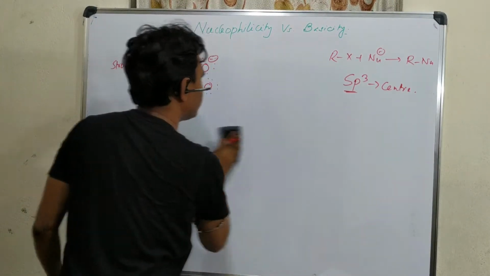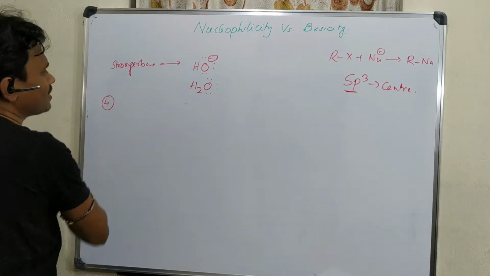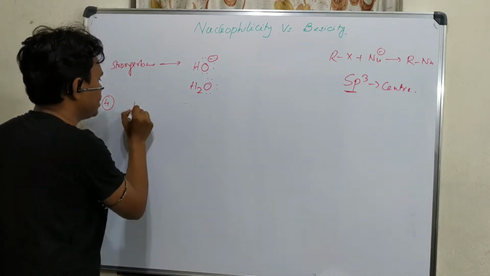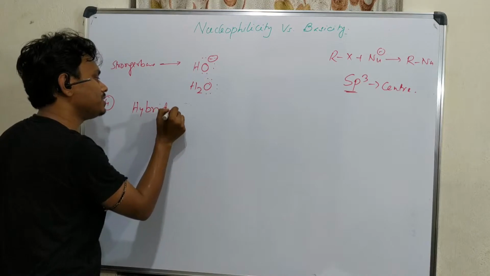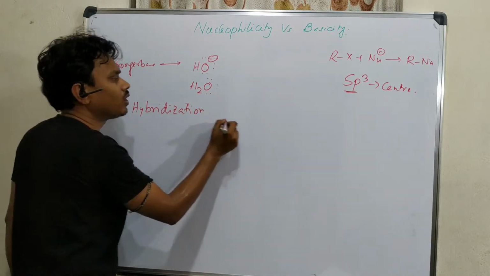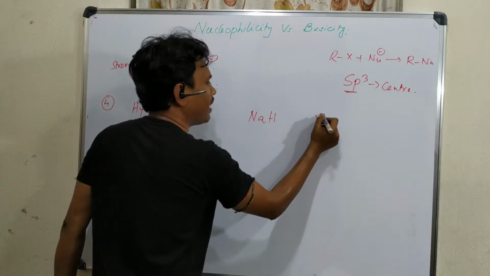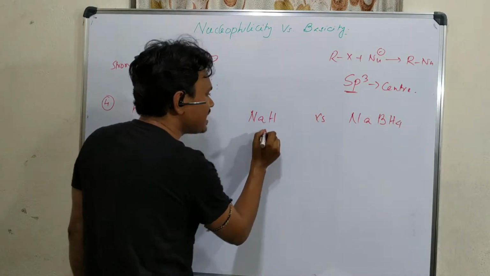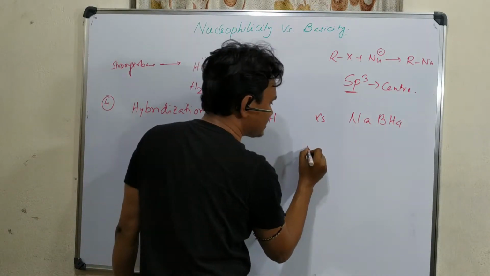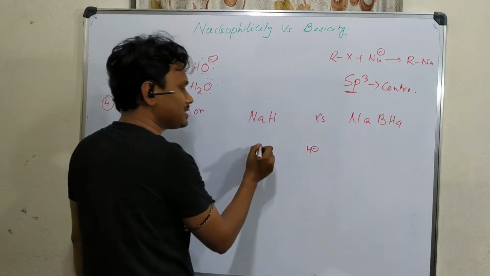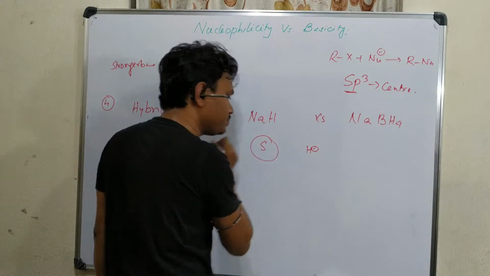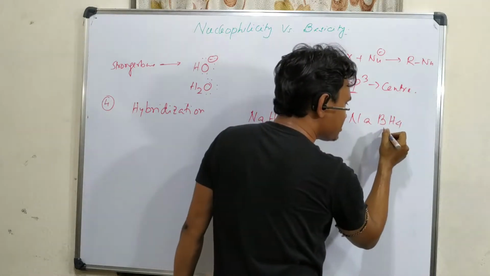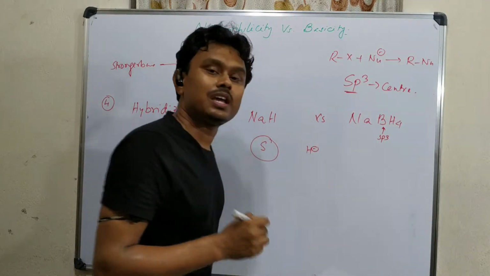The fourth point is hybridization. If the charge is also similar but the hybridization is different, what do I mean? For example, sodium hydride versus sodium borohydride. Both actually produce H minus. Here the H minus electron is in an s orbital, which is purely spherically symmetrical. But here the hydride is attached to an sp3.